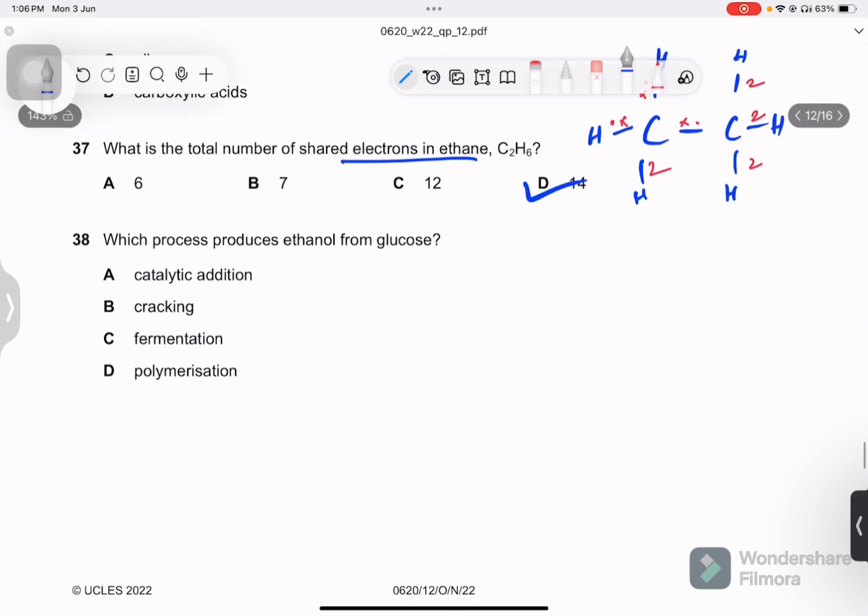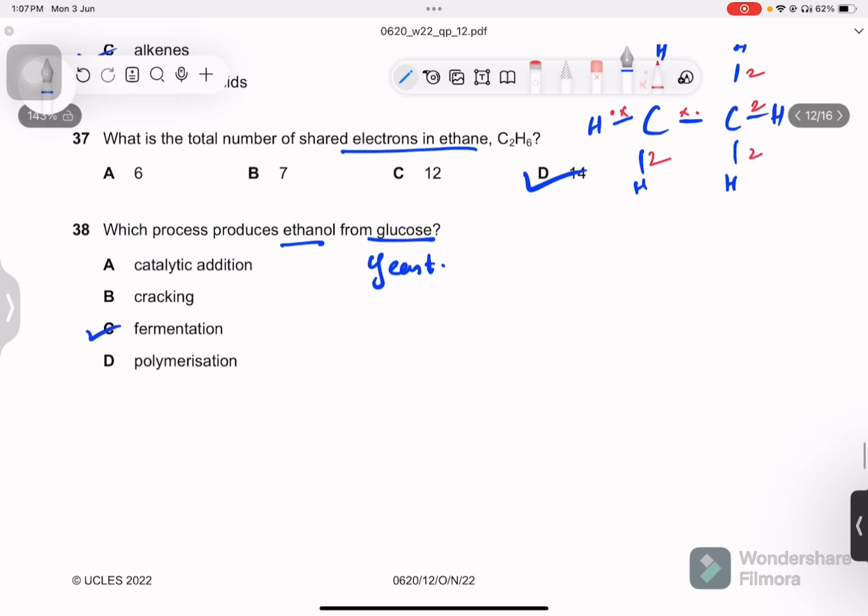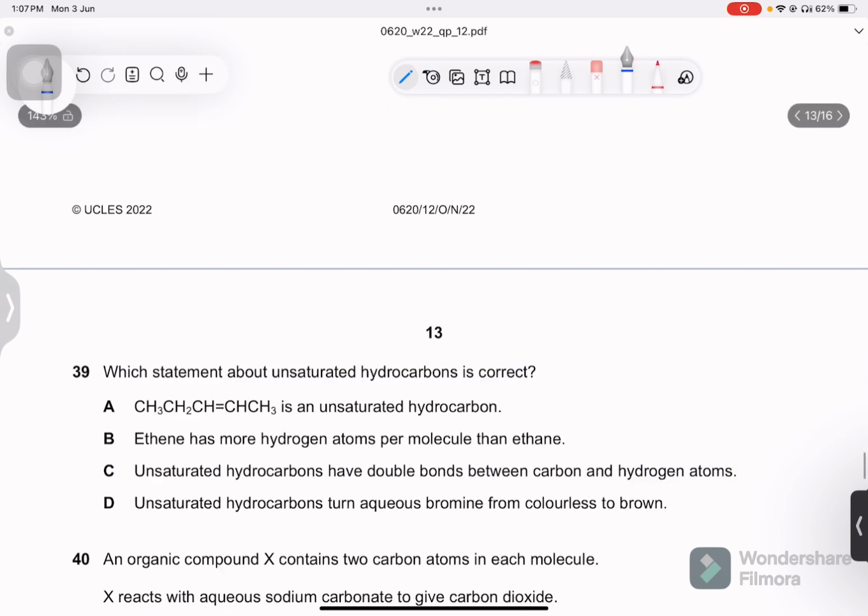Which process produces ethanol from glucose? Fermentation. Yes. Yeast carries out anaerobic respiration to form ethanol from glucose. So 38 is C. You should know this because you should know how ethanol is produced.